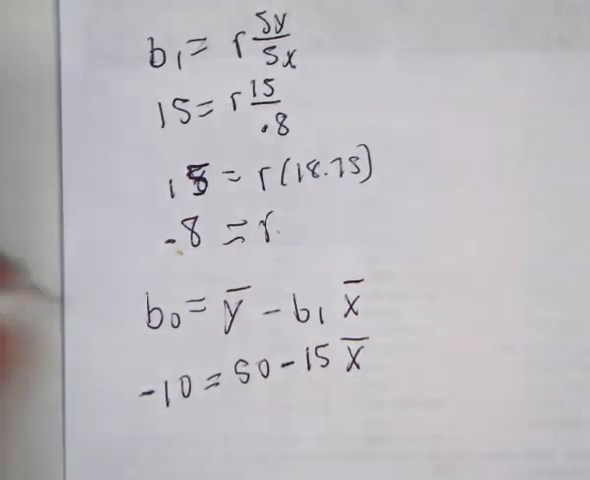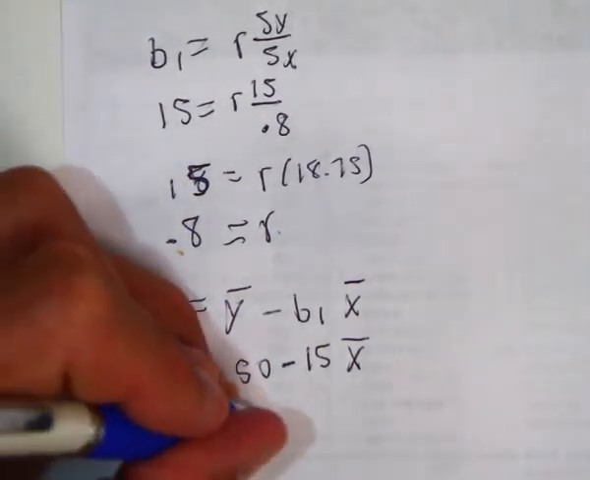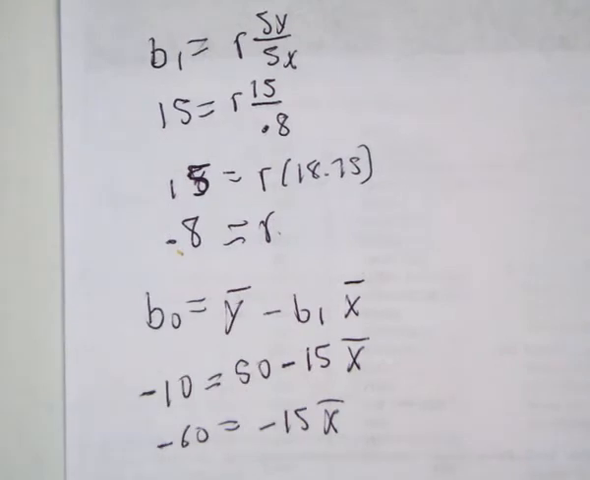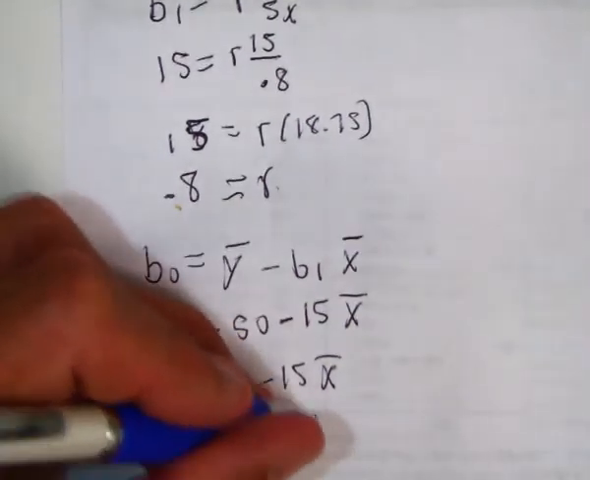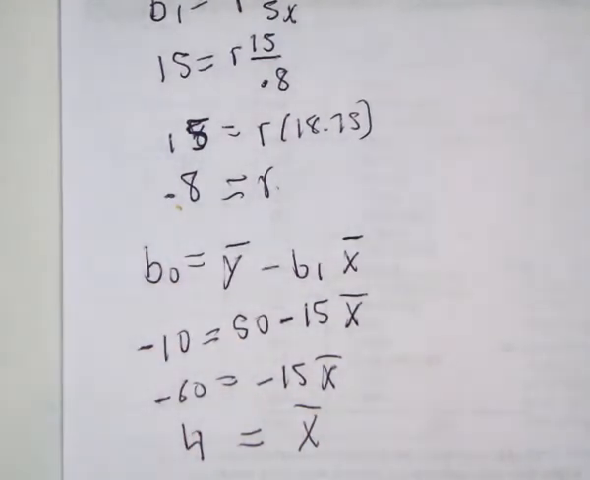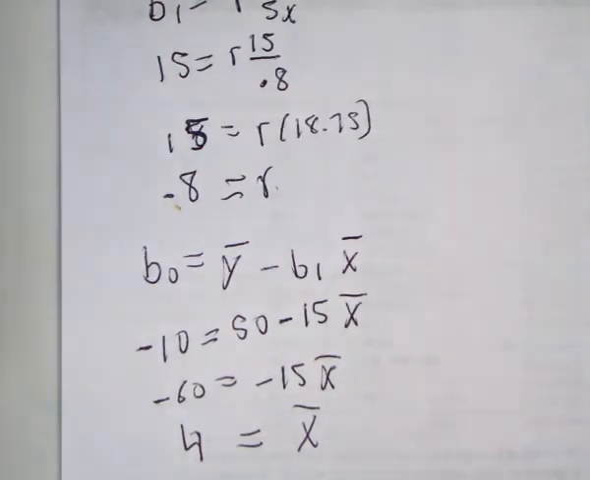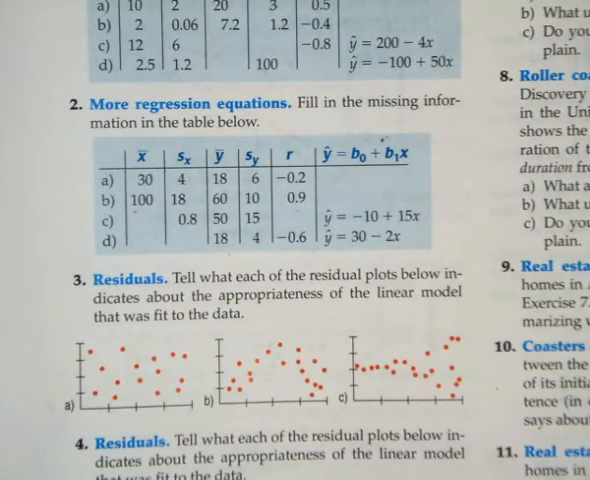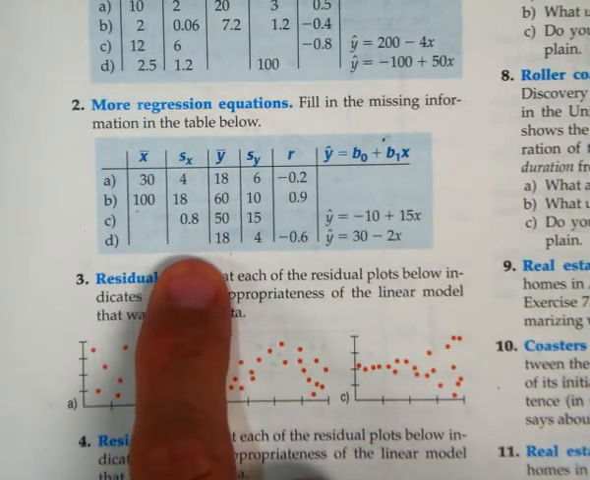Okay. So we subtract 50 from both sides. We get negative 60 equals negative 15 x bar. Divide both sides by negative 15. We get that x bar is 4. Okay. And then question D, we need to find x bar and s of x.